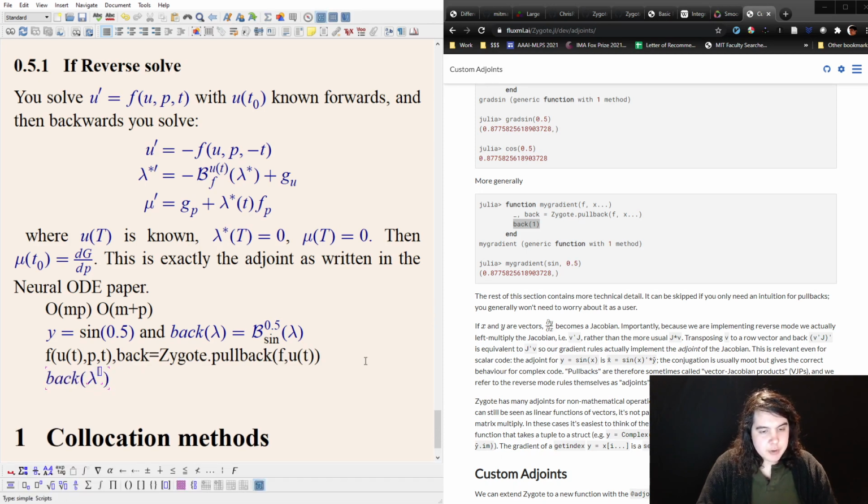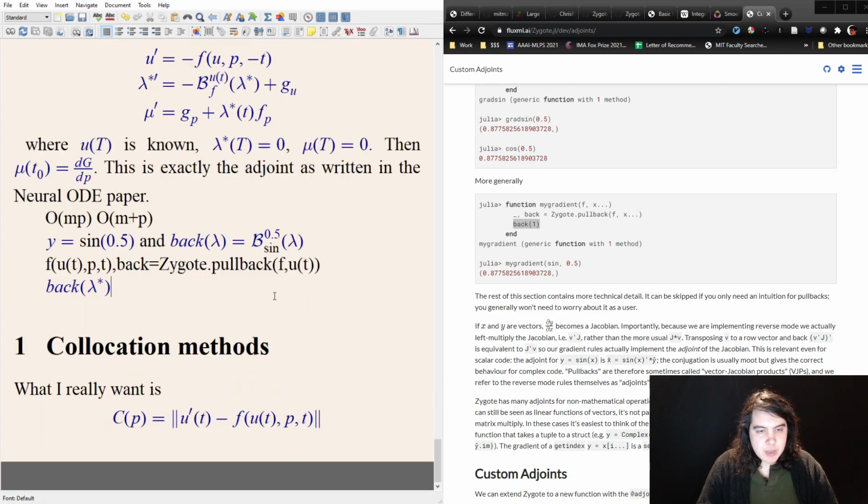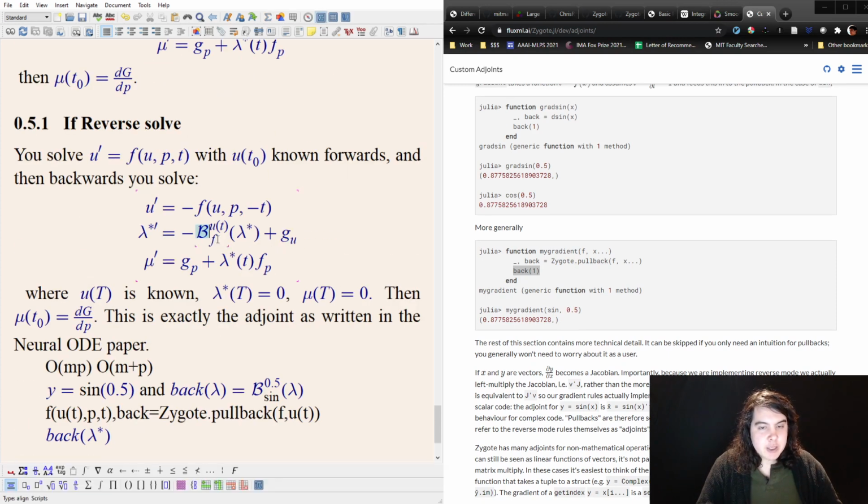And when you do back of lambda star, these two lines of code together are Zygote.pullback of f, where the forward pass has u and the backward pass has lambda star. So you want to skip the automatic differentiation library's front end, and go to where they tell you how to do vector Jacobian products and Jacobian vector products, which describes the underlying tool that you need for doing this kind of calculation fast.